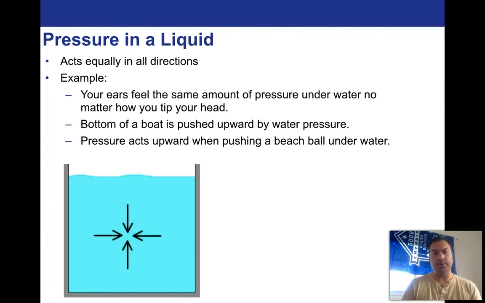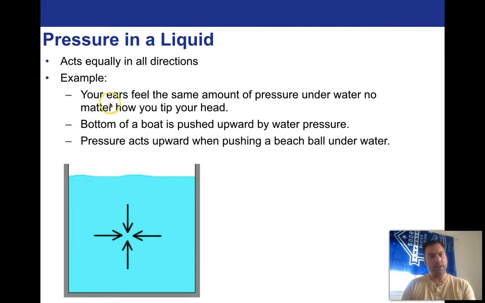Another feature of pressure is that it acts equally in all directions, right? So it's not like when you're in the water, it's got a certain vector to it. It's not a true force, it's force over area. Pressure is a little bit different than a genuine force, which has a real vector to it. So it's actually a scalar quantity.